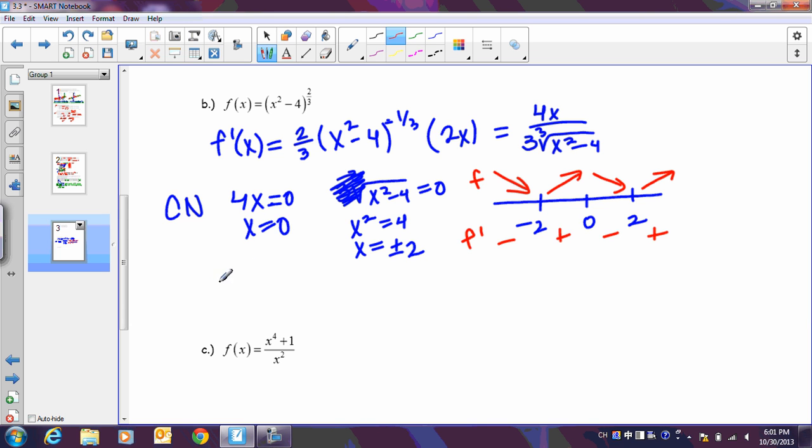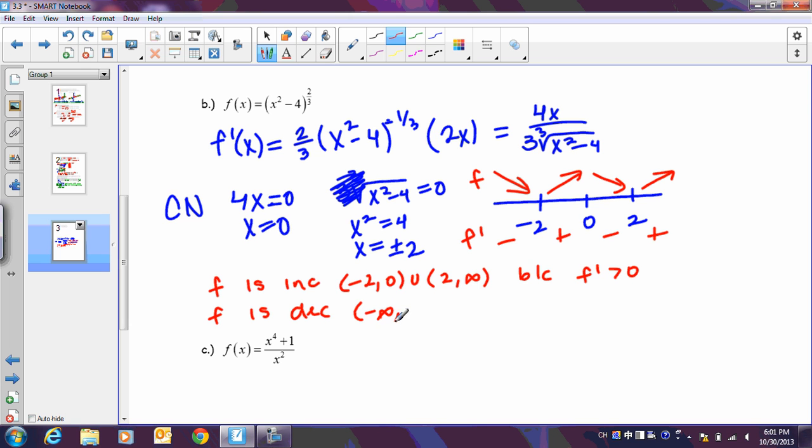All right, so let's go ahead and write out our answer. f is increasing, and this looks like we start at negative 2, and we go up to 0, and then we skip over and go to 2 to infinity, and we're going to write because f prime is positive. Okay, f is decreasing. This looks like negative infinity to negative 2, and then we union over to 0 to 2. And this is happening because f prime is less than 0.